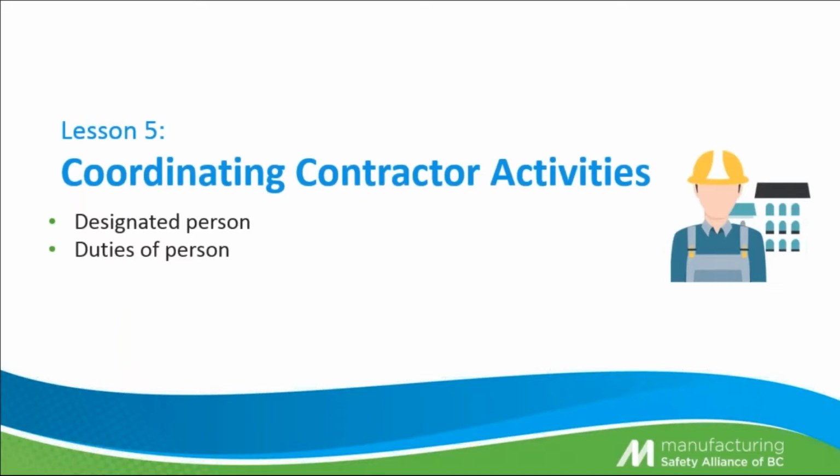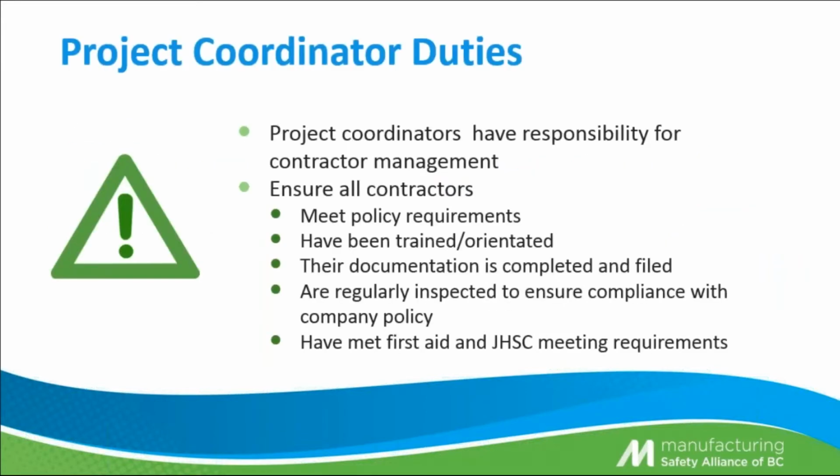Coordinating contractor activities. In order to do this effectively, we need to have a designated person, and we need to clearly identify the duties of the person involved. In a lot of companies, this is the owner, but one of the most effective people to have in this designation is your maintenance coordinator. As a result, he is the one that usually organizes the contractors already. So this way, he's talking to the same people.